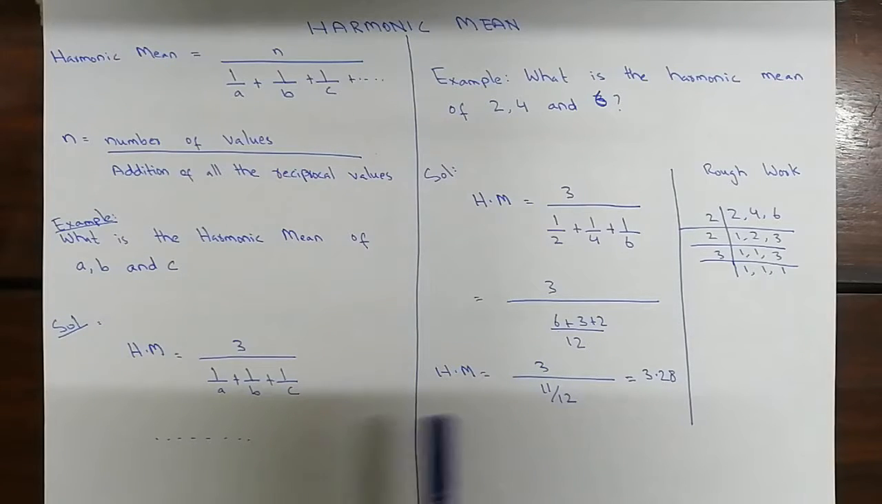So in this way, harmonic mean is equal to 3 divided by 11 upon 12. So finally our answer will be 3.28. So in this way we will calculate the harmonic mean of any values.